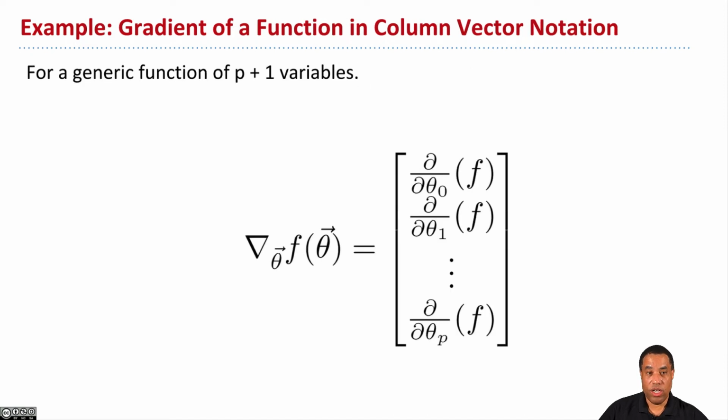Now, if we have a generic function that has, say, p plus 1 variables, our column vector will just simply be each of those partial derivatives. So the partial derivative with respect to theta 0, theta 1, all the way up to the partial derivative with respect to theta p.